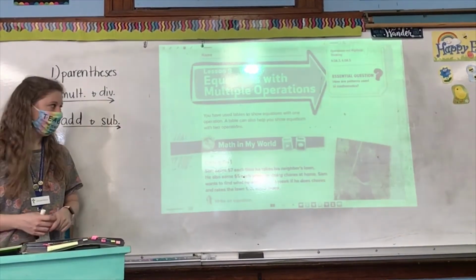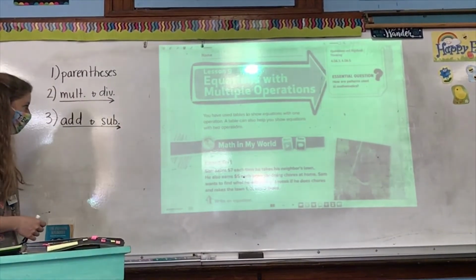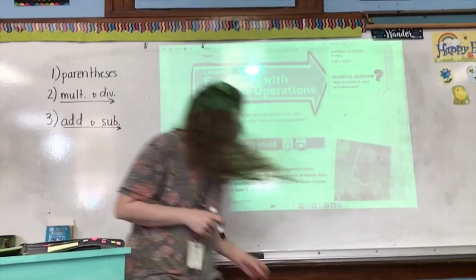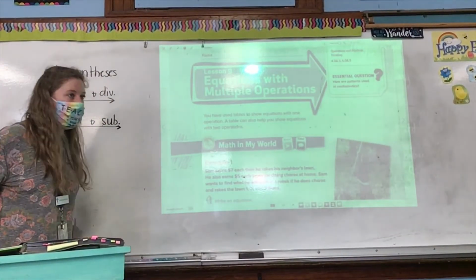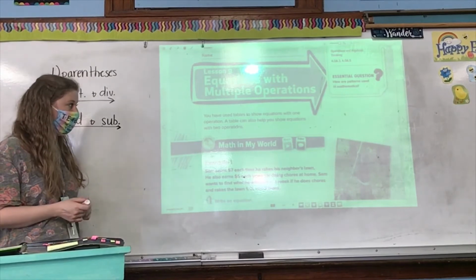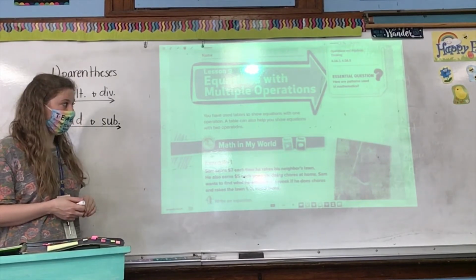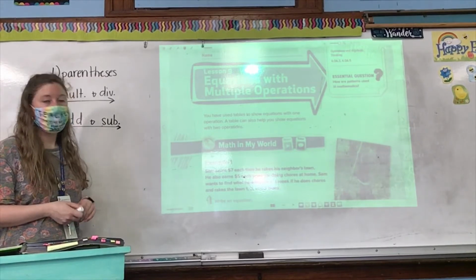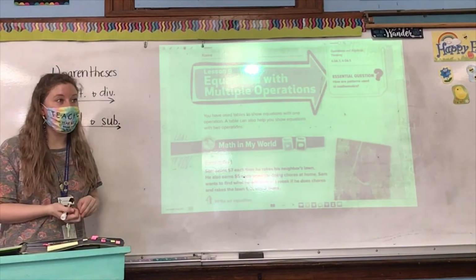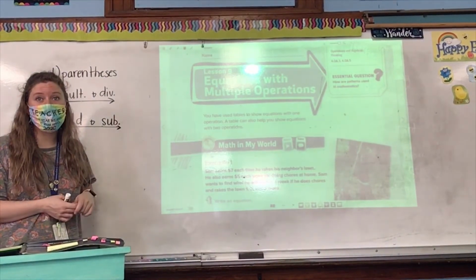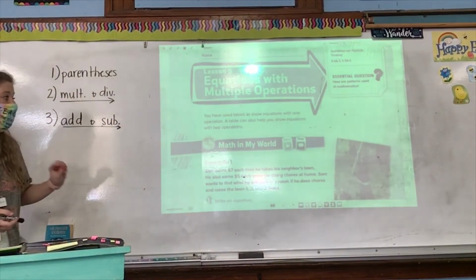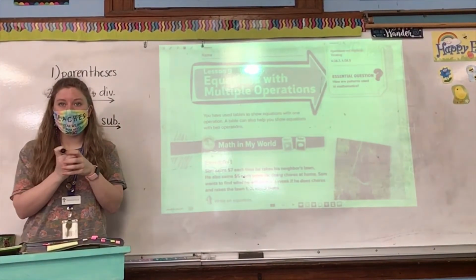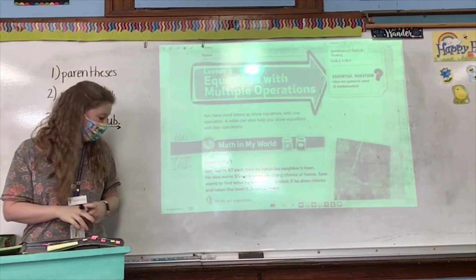Okay. Read the sentence under the title. Zadie. Sentences. You have used tables to show equations with one operation. A table can also help you show equations with 2 operations. There you go. Same thing. We've done input-output tables with 1 operation. We've done equations with 2 operations. Now we're just combining them. Input-output tables and equations with 2 operations.